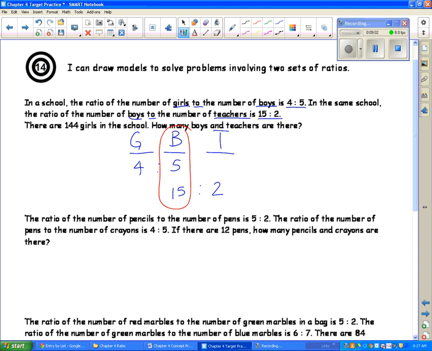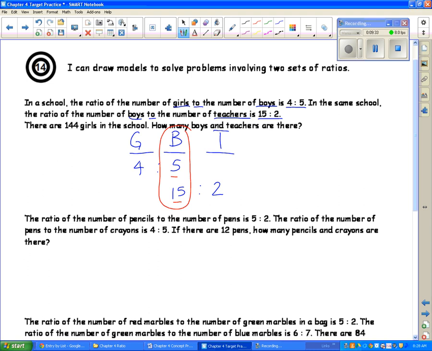So in order to turn this into just one 3-part ratio, I need to reconcile these 2 terms. I can do that because I know how to find equivalent ratios to a given ratio. So what I want to do is look at these 2 terms, 5 and 15, and think, what could I multiply one or both ratios by so that these 2 terms, 5 and 15, are equivalent?